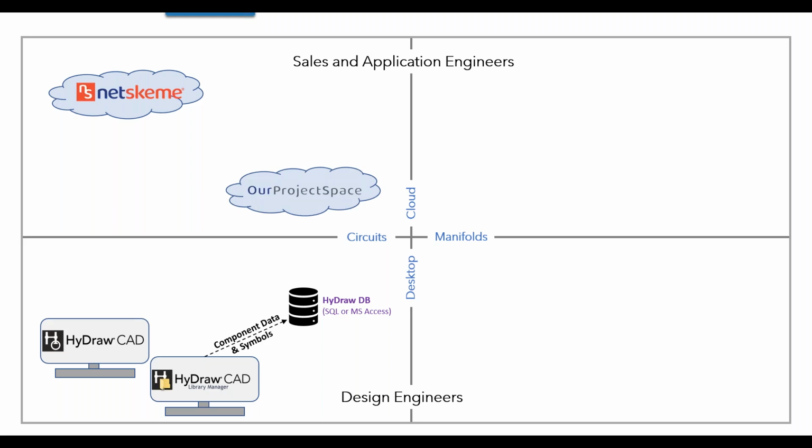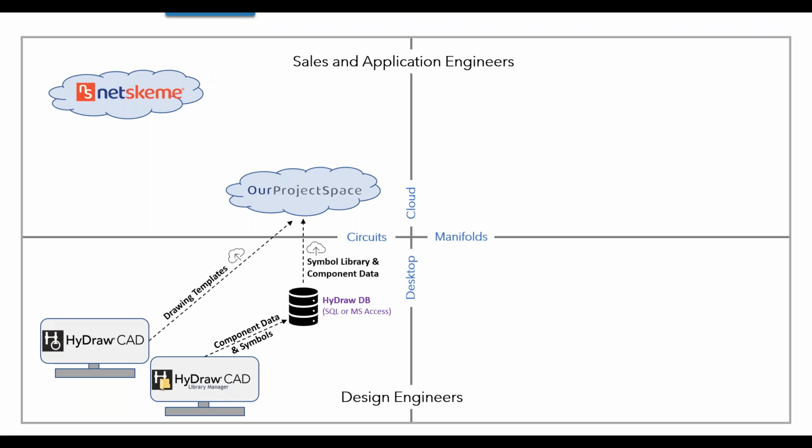Our project space is going to be the place to upload all of your company's standard templates, your data, all of your symbols, and that's going to be created by your design engineers and uploaded into the cloud for your sales and applications engineers. So these engineers can now utilize all of that information that a design engineer can use in the office, but they can do that anywhere on the cloud, in the field, showing it to customers. All that data can be utilized.